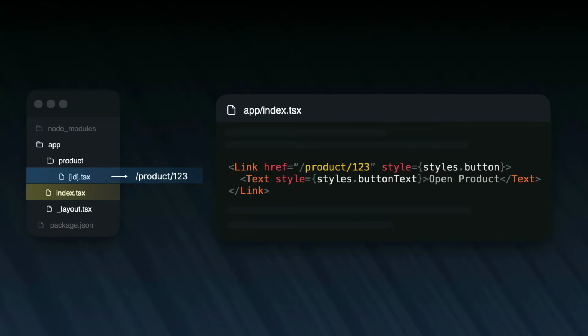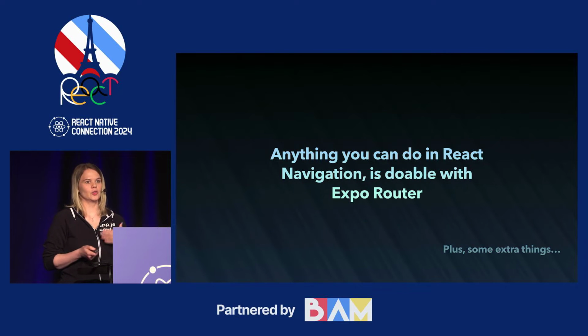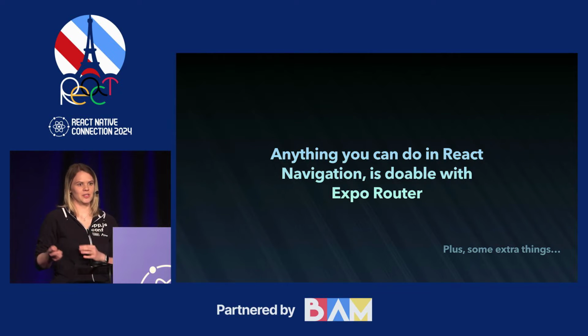Now in my index.js, instead of linking to product, I'm going to link to product/123. And inside this dynamic route, I can access the ID using useLocalSearchParams. The thing to bear in mind is that Expo Router is essentially built on top of React Navigation. So everything you can do in React Navigation is doable with Expo Router. However, you get a lot of extra functionality.